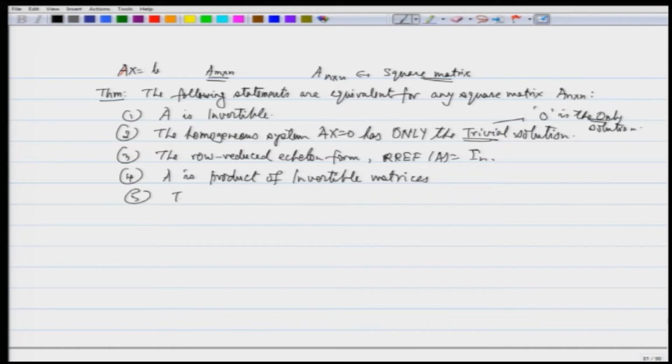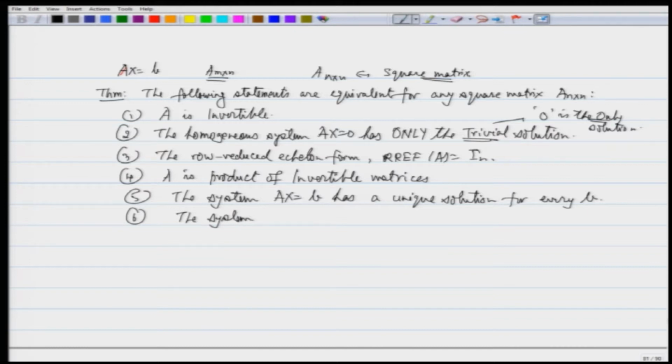Five, the system Ax = b has a unique solution for every b. Six, the system Ax = b has a solution, or is consistent, for every b. All right.